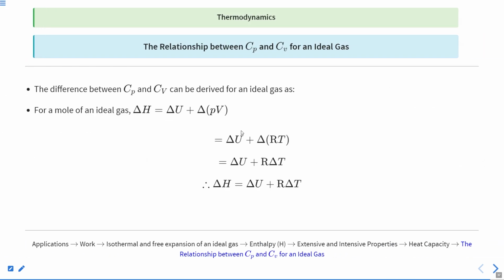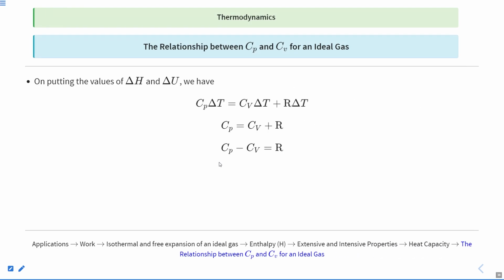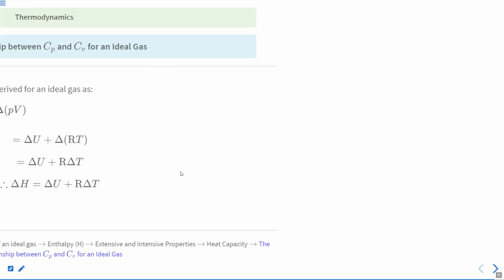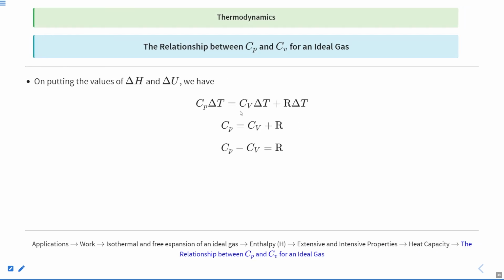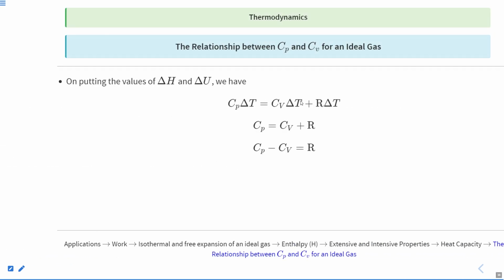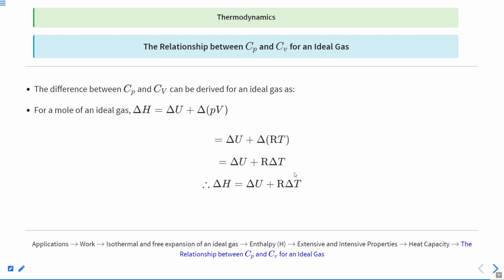Coming back to this formula, what we have done here is substitute PV is equal to RT. Suppose your process is undergoing change and your temperature is changing. You substitute PV is equal to RT, and that brings you to the formula delta H is equal to delta U plus R delta T, because R is a constant. Substituting the values here, delta H is equal to Cp delta T, delta U is equal to Cv delta T, and PV is already substituted with R delta T.